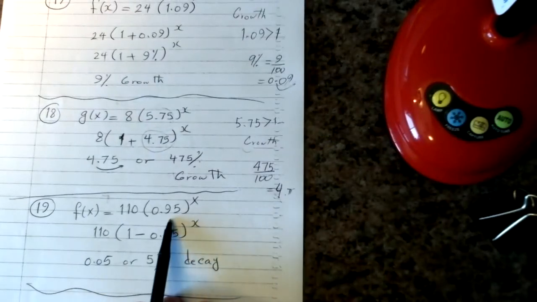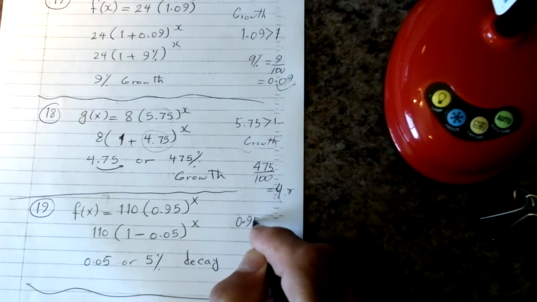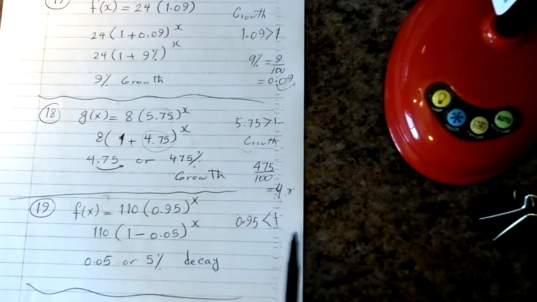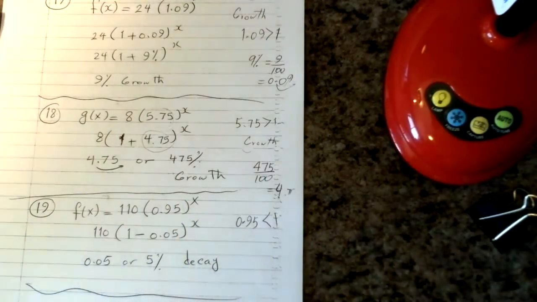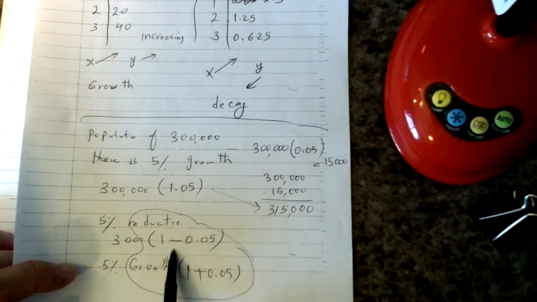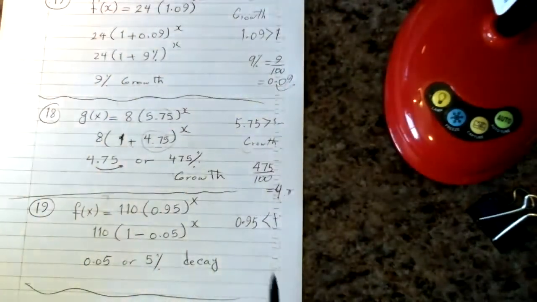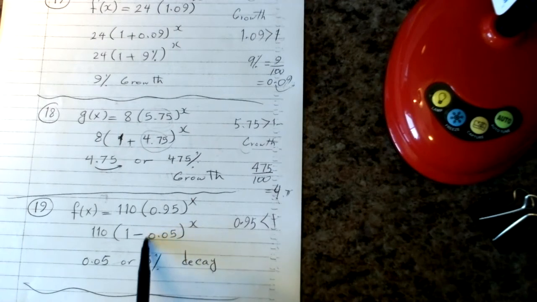Now look at this one. In the parentheses, the base is less than 1. What is that? It's a decay, or it's decreasing, right? In the case that the base is less than 1, you use this 1 minus. This is in case of decay. In case of growth it is 1 plus, right? This is decay, so 0.95 is 1 minus 0.05. So this part is your decay percentage.